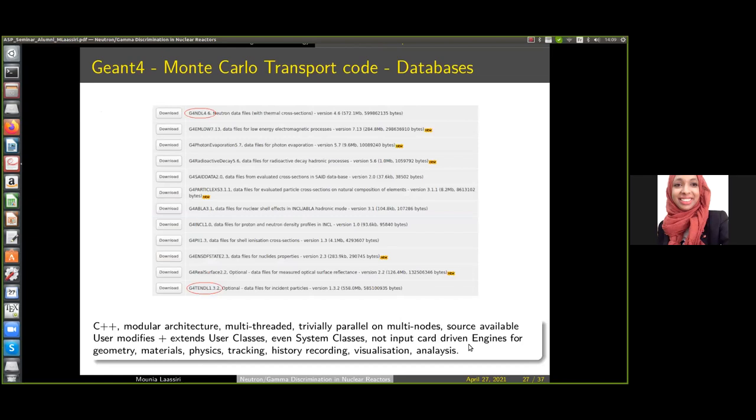So what is happening in Geant4 in the meantime? You can see here the list of all the downloads you must make. Geant4 has previously been used to look at several aspects that build the capacity of a general neutronics code, after the development of the native Geant4 format for nuclear data libraries, G4NDL and G4TENDL. Geant4 has a modern C++ modular architecture. It is multi-threaded and trivially parallel on multiple nodes. The well-documented source is already available. Rather than being input card-driven, the user modifies and extends the class structure.